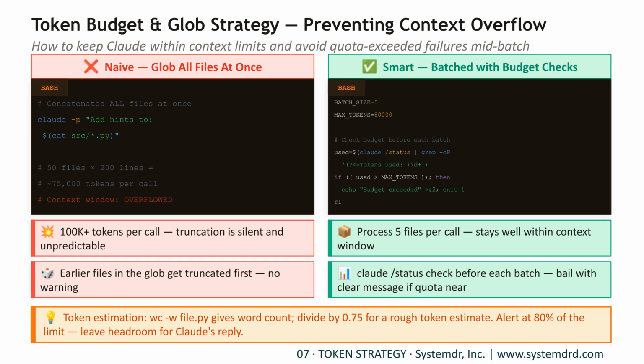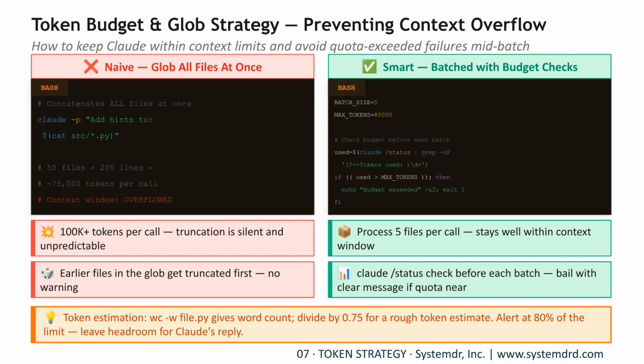The smart approach processes a fixed batch of 5 files per call. Before each batch, it queries /status and parses the token usage. If usage is above 80% of the model's limit, it stops and prints a clear message: Budget exceeded. Resume in a new session. This is intentional. It leaves headroom for Claude's reply tokens and for the next session's system prompt.